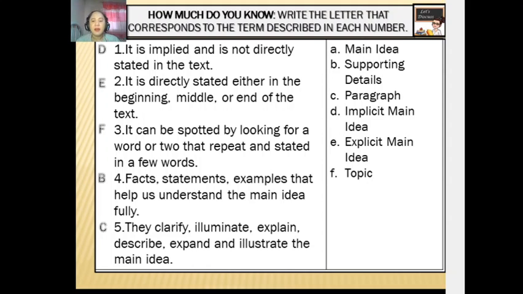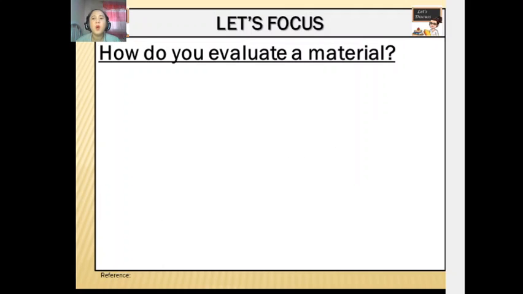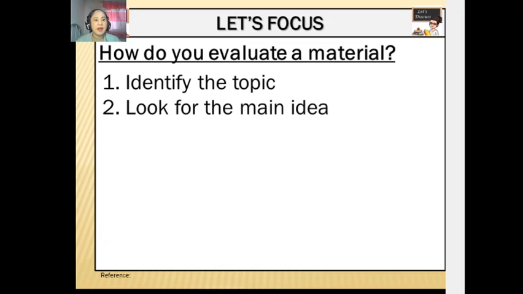Now, in reading a paragraph or in reading a material, it's very important that we know how to evaluate it. Evaluating is synonymous to the word analyzing. So how do we analyze or evaluate a material that we have viewed or listened to? First is we have to identify the topic. As we said earlier, topic is usually repeated.